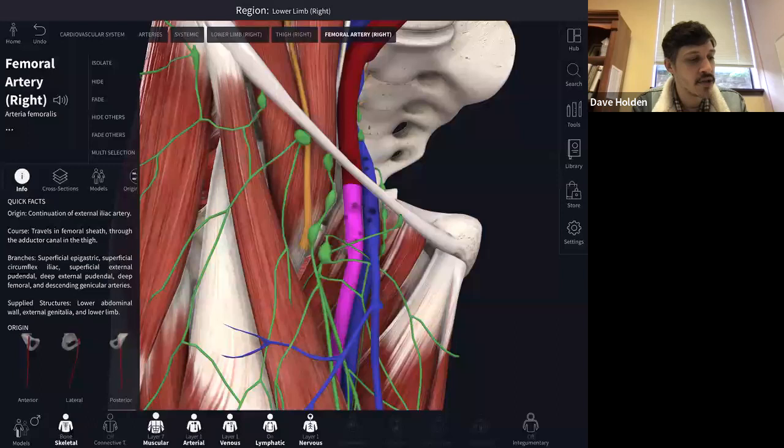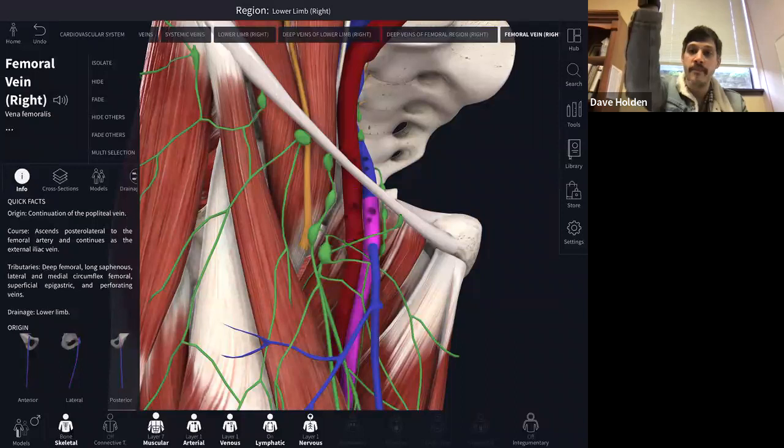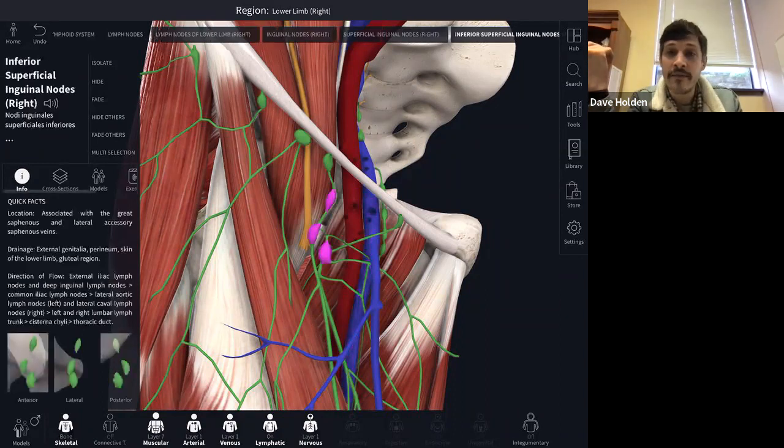The next major structure, listed here, is the femoral vein. This is going to be the major avenue that blood is returned through from the leg back up to the upper body and up to the heart. We also have inguinal lymph nodes passing lymph from the lower leg back up to the rest of the body.